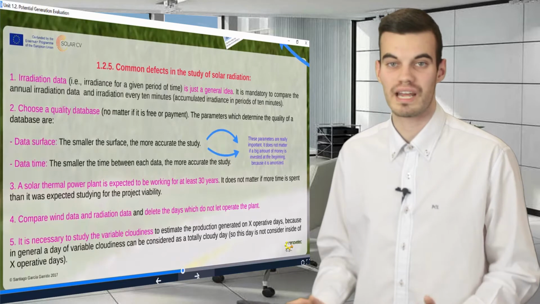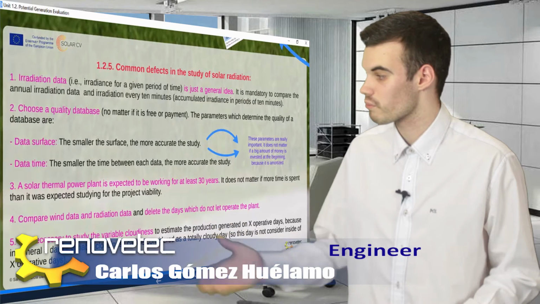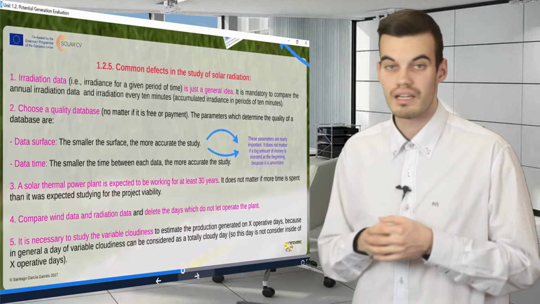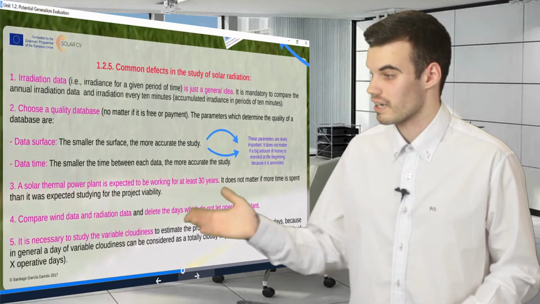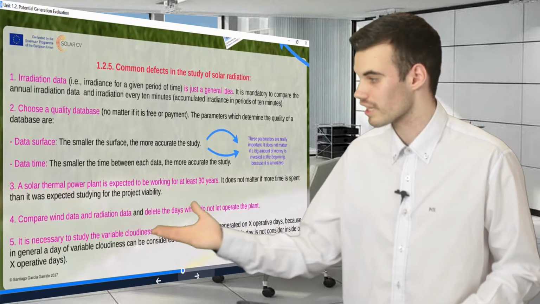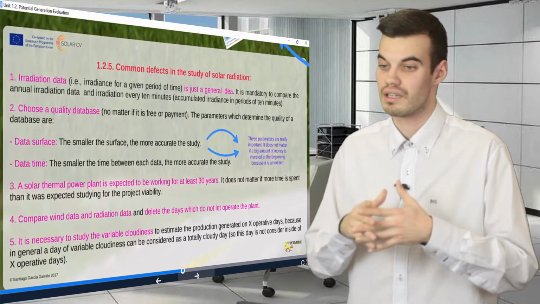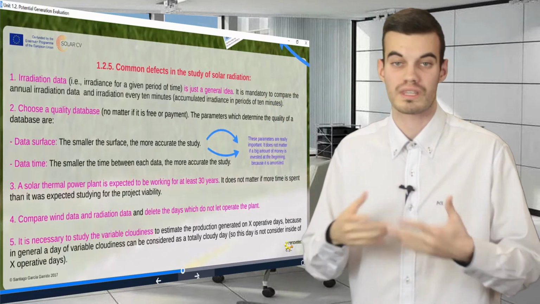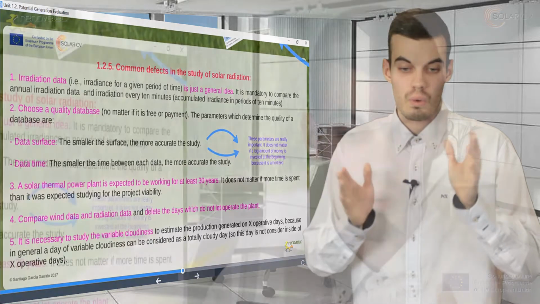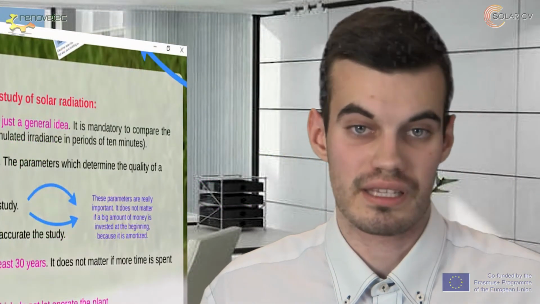A solar thermal power plant is expected to be working at least 30 years, so it doesn't matter if more time is spent than was expected at the beginning. We must compare wind data and radiation data and delete the days which don't let the plant operate. That is, if we have a day which has a lot of hours with cloudiness, we're not going to consider it for our purposes, because this day won't supply enough energy to let the plant operate.